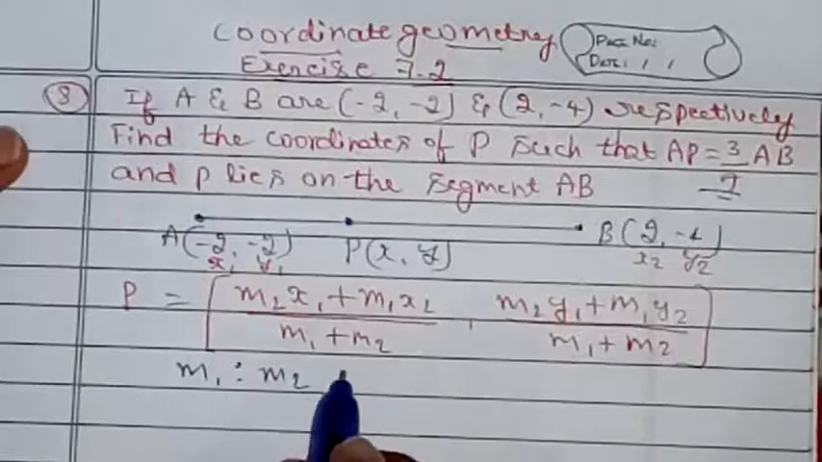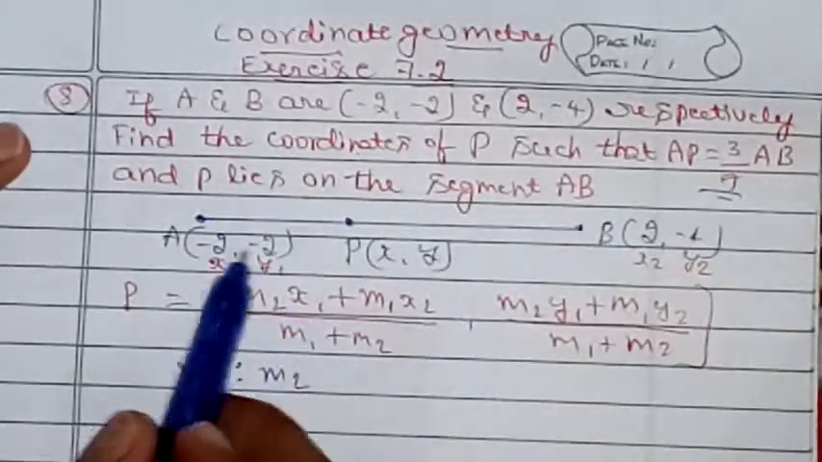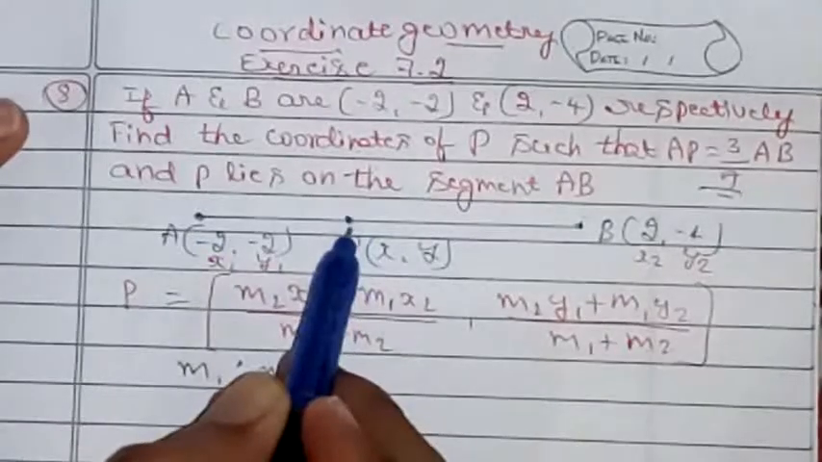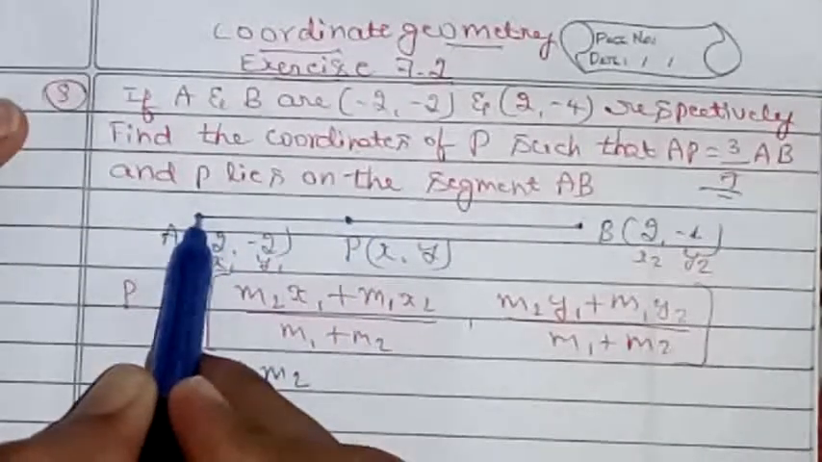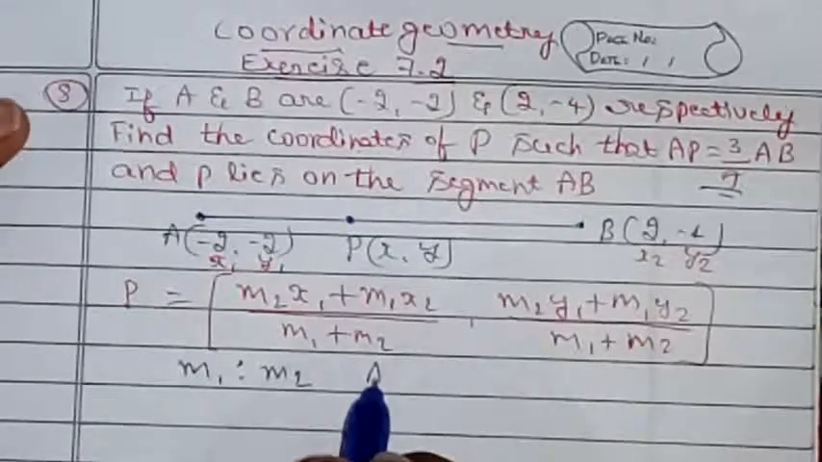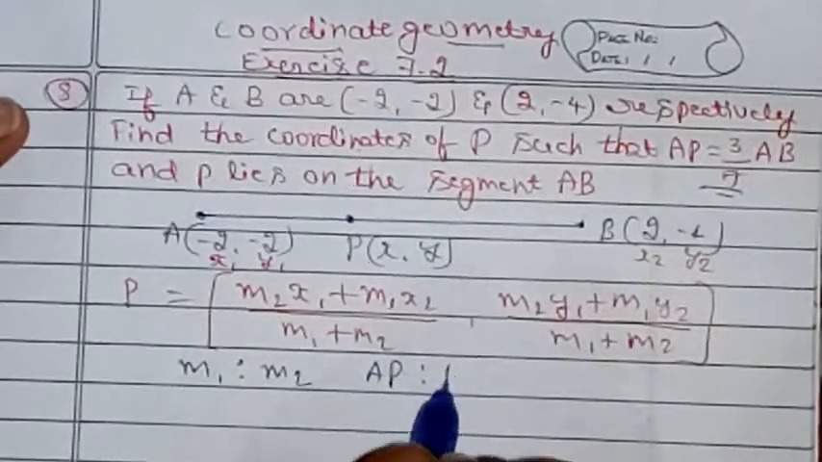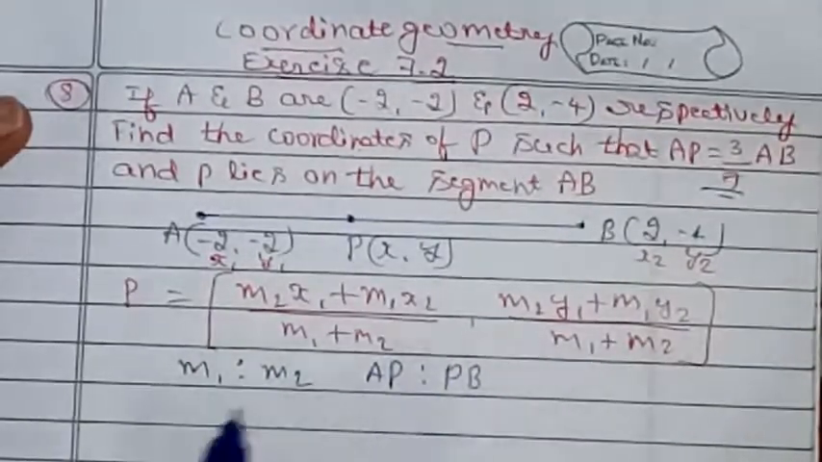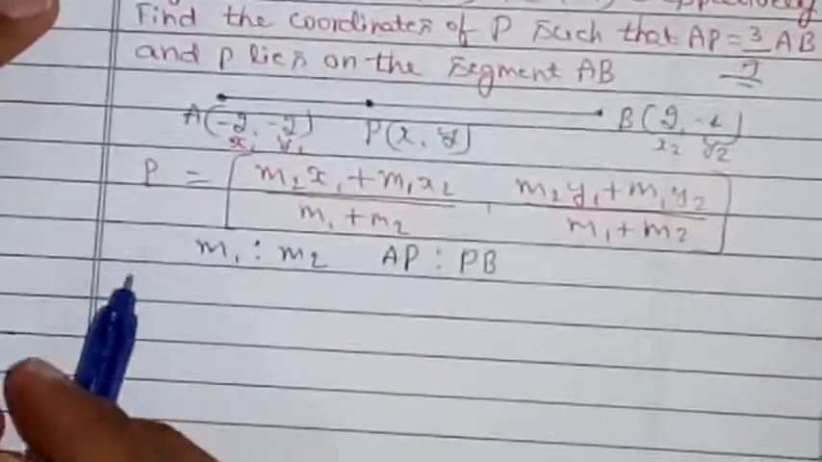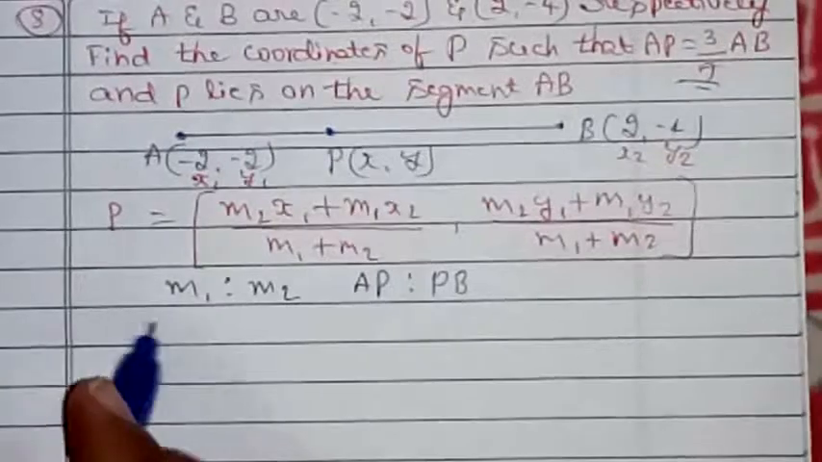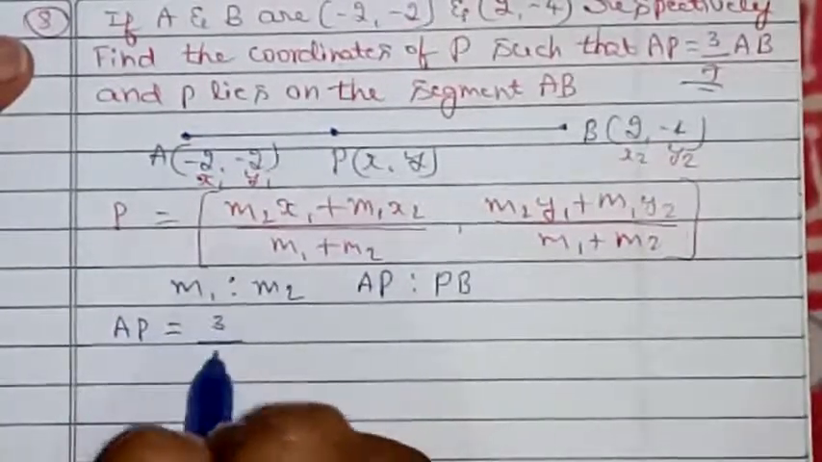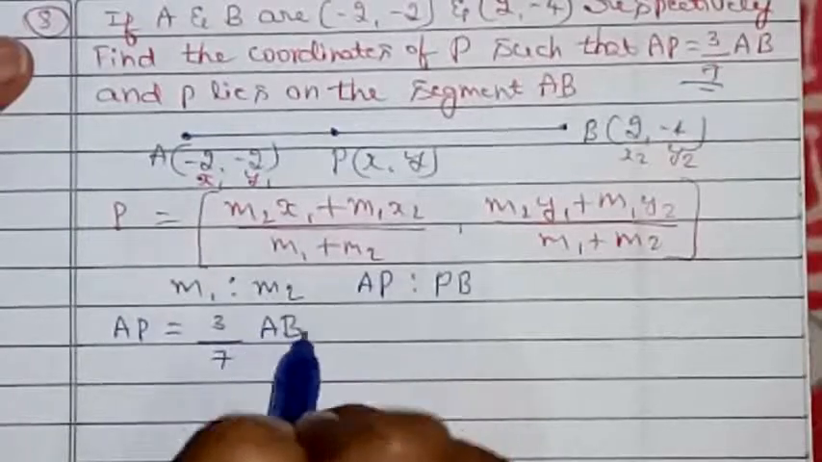Now how will you find the ratio? The AB line segment is divided at the point P. So we need the ratio of A to P and P to B, therefore AP is to PB. This we need, right? Now by using this condition we can find the ratio. Now write down the condition. What is the condition, children? AP is equal to 3/7 of AB, right?